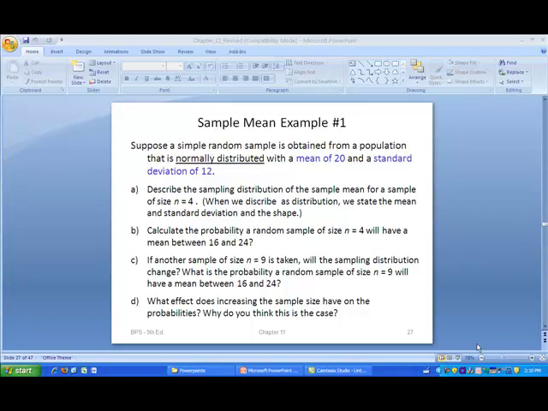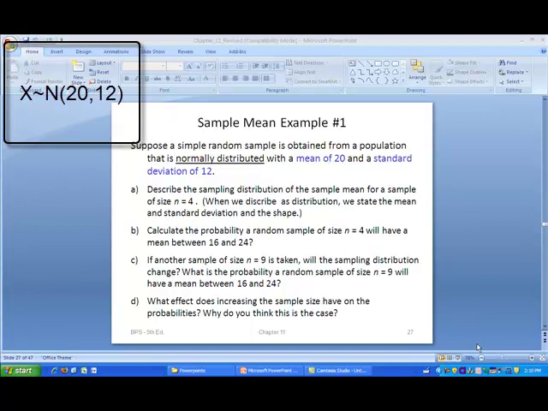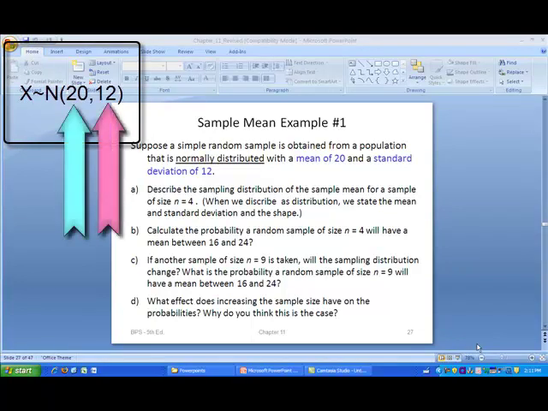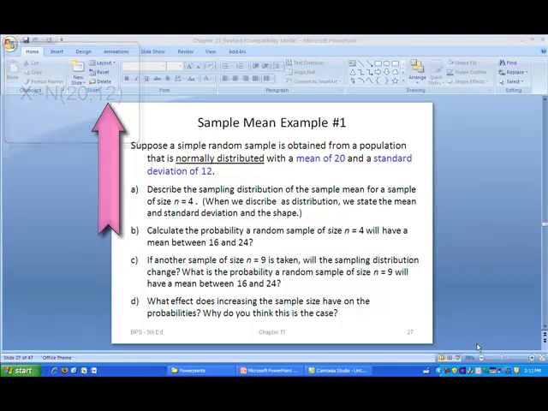Well, welcome back to Chapter 11. We're going to look at our first example. Now, suppose a random sample is obtained from a population that's normally distributed with a mean of 20 and a standard deviation of 12. So we have this random variable x that's normally distributed with a mean of 20 and a standard deviation of 12. Describe the sampling distribution of the sample mean for a sample of size n equal 4.